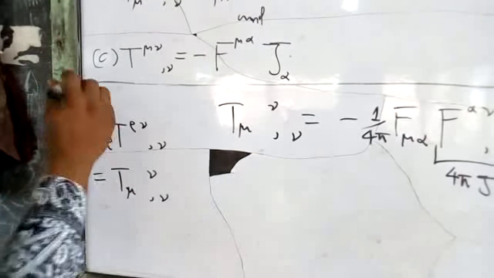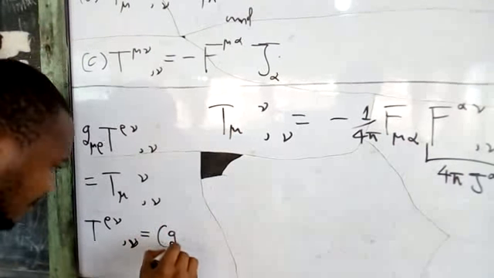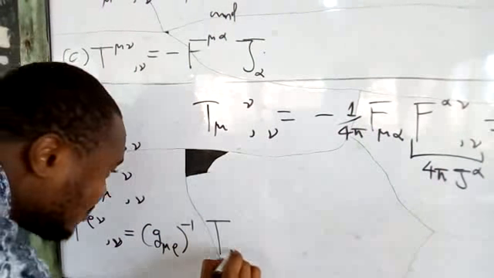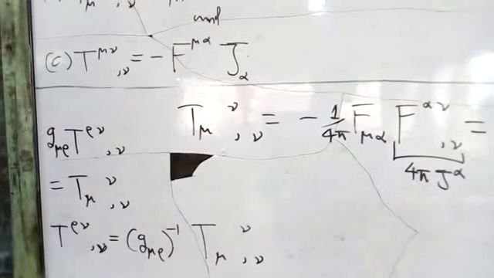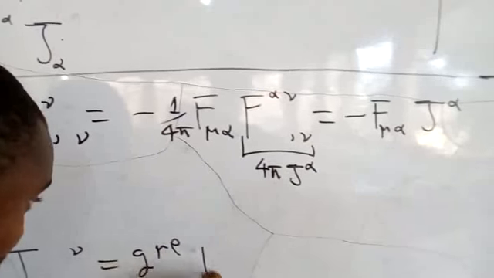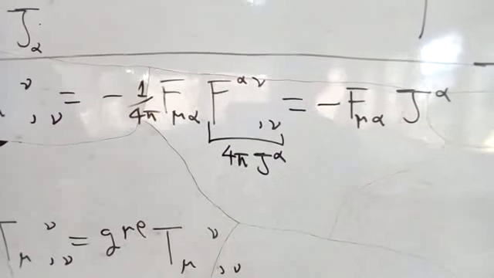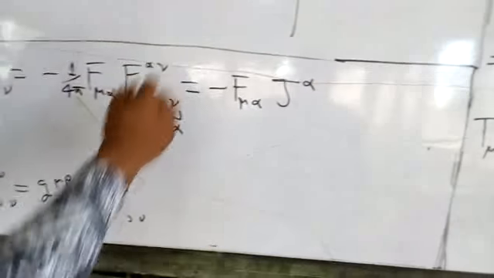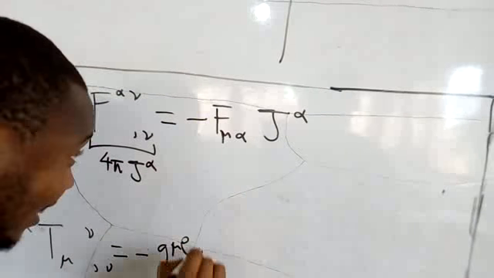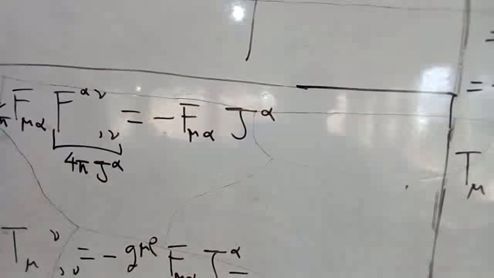But this implies that t rho nu comma nu is the same thing as g mu rho inverse multiplying this expression, which, by the way, is the same thing as g mu rho multiplying t mu nu comma nu. Okay, so I think we are getting somewhere. And this is then equal to minus, because of that minus sign, g rho, and I have here f mu alpha, j alpha. What do I get then?